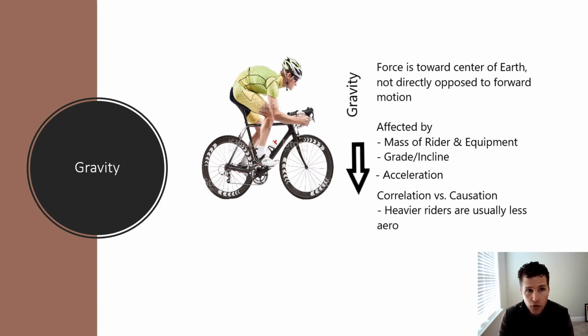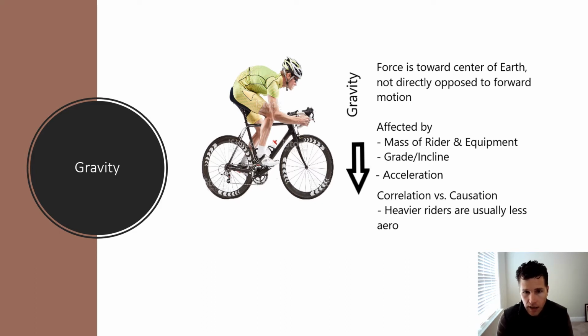Okay, now let's talk about gravity, and you'll notice that the arrow here is perpendicular to the ground because it's important to keep in mind that gravity pulls you towards the center of the earth. It doesn't directly oppose the force of your forward motion. This really is the most consistently overrated of the forces. But it is affected by how heavy you are, the mass of the rider and your equipment. And the big one here is the incline of the surface you're riding over.